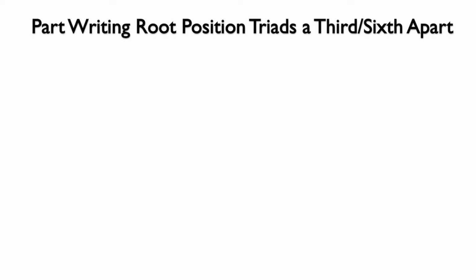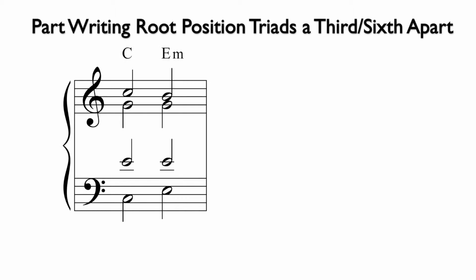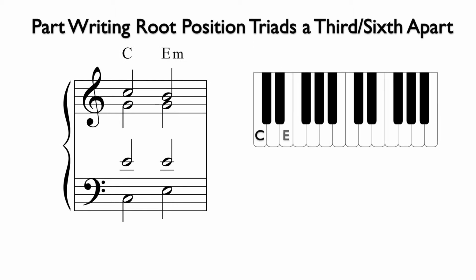In this video, we will focus on part writing triads that are a third/sixth apart. To identify the distance between two chords, we focus on the roots. For example, from a C chord to an E minor chord, we have the distance of up a third.